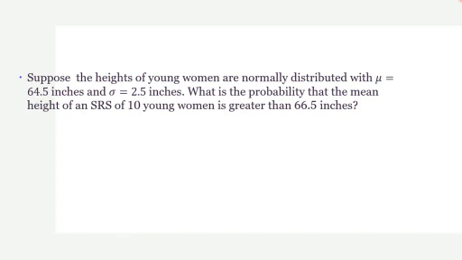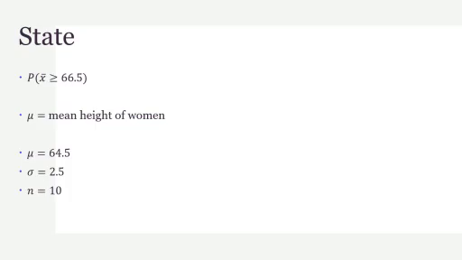So let's go through it: state, plan, do, conclude. Number one, we go through our state, stating the information that we need. First off, what's the probability we're trying to find? The probability we're trying to find is that the sample mean is going to be more than or equal to 66.5, which is that first statement there. So P of X bar is greater than or equal to 66.5.